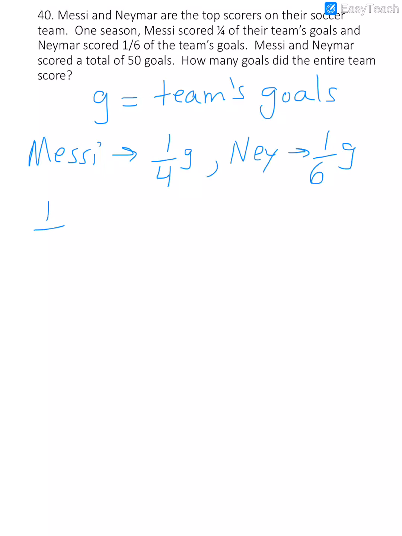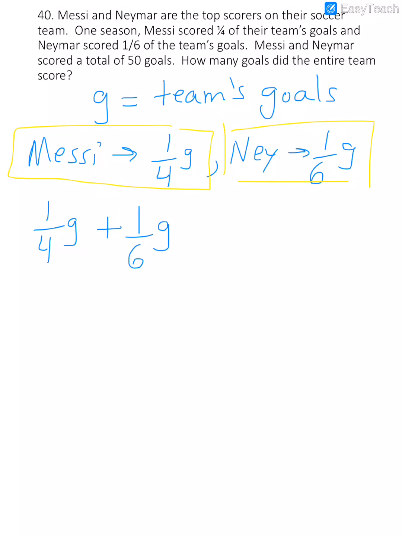And we know that Messi and Neymar together scored 50 goals. So Messi is 1/4 G, Neymar is 1/6 G. So I'm going to plug those in. Messi 1/4 G plus Neymar 1/6 G has to equal the total goals, which was 50. So now we're just going to solve for G.